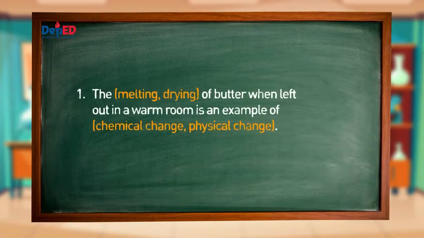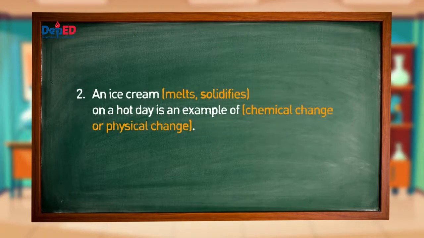Now, let's see if we got all the correct answers. Number 1. The melting butter when left out in a warm room is an example of physical change. That's a check. It means we are correct. Number 2. An ice cream melts on a hot day is an example of physical change. Another correct answer.